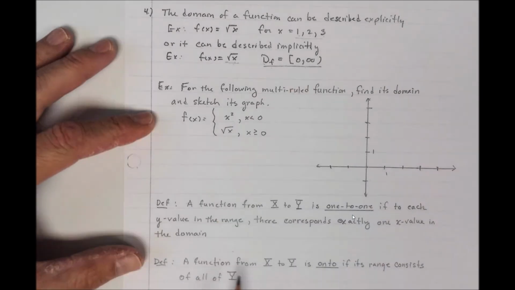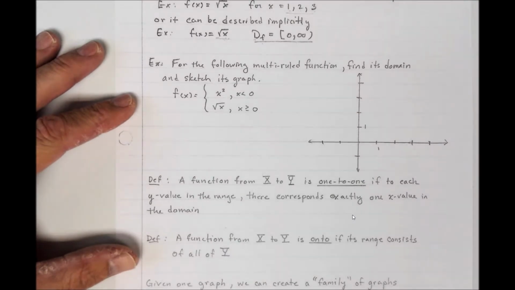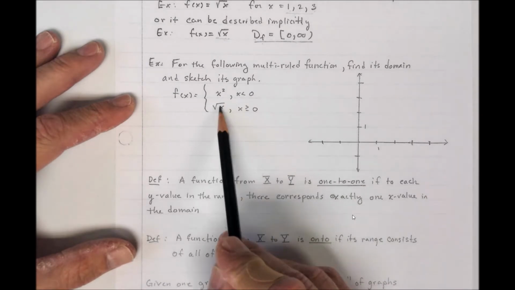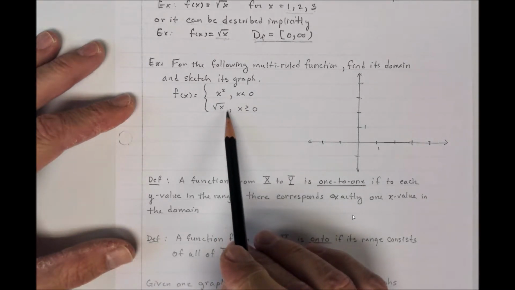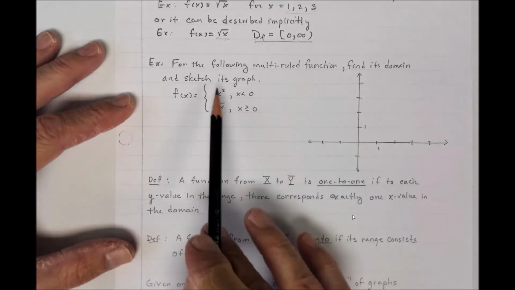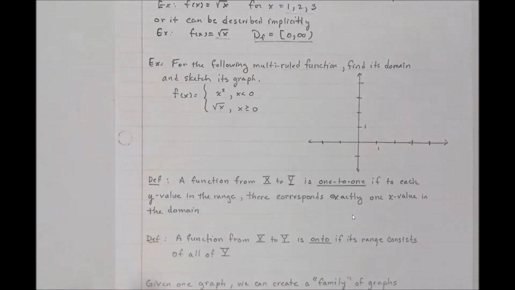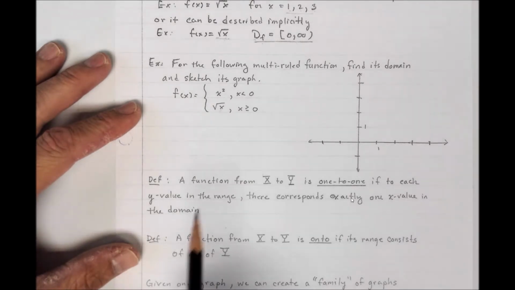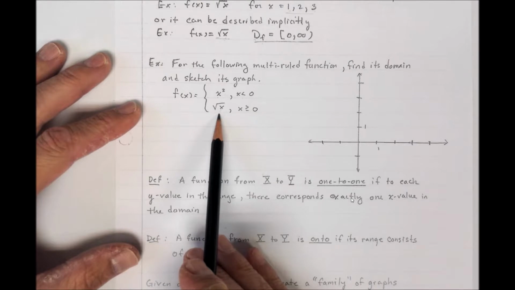And in the next example, we have our first look at a multi-ruled function. For the following multi-ruled function, more than one correspondence, more than one mapping, if you want to say, we want to find its domain and we want to sketch the graph. Now, students sometimes struggle with multi-ruled functions, but you just have to remember it follows this rule for these values of x. It follows a different rule for these values of x.